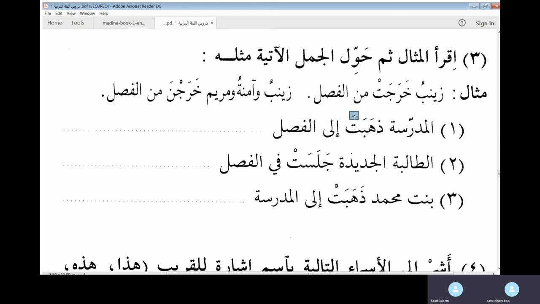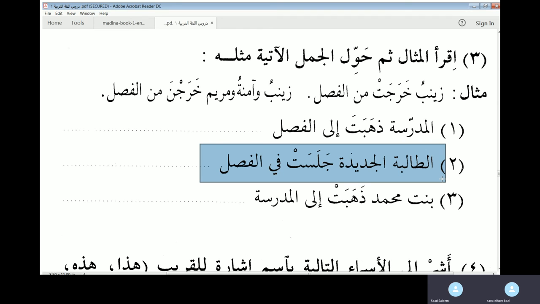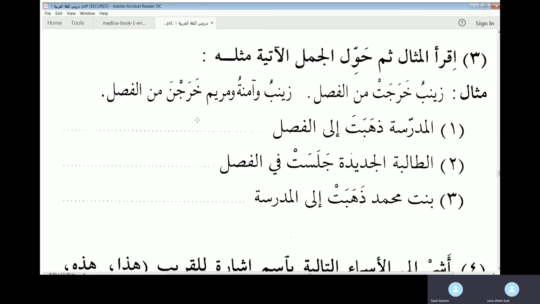Okay. Now I have to make the plural of this. Yes, al mudarrisuna. No, al mudarrisuna is masculine. We are talking about feminine. Al mudarrisatun. Good. Al mudarrisatun zahabna ilal fasli. All the teachers went to the class. Ila means to.